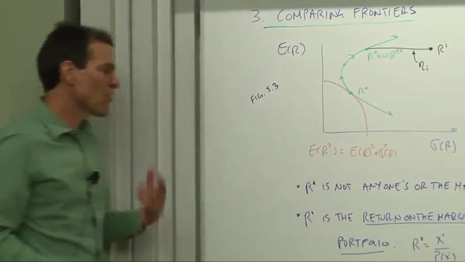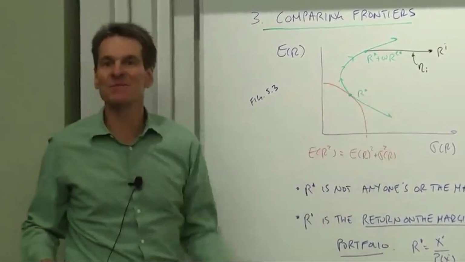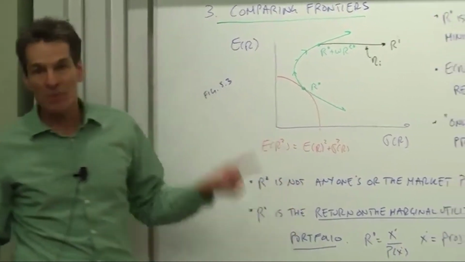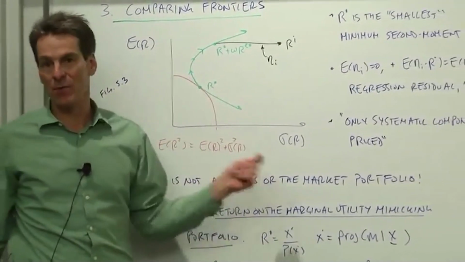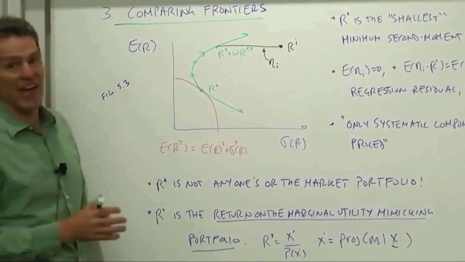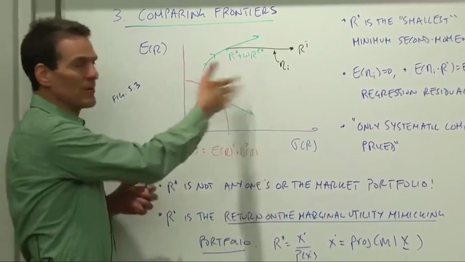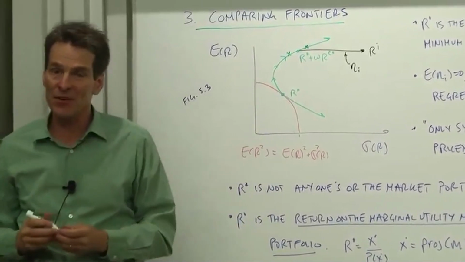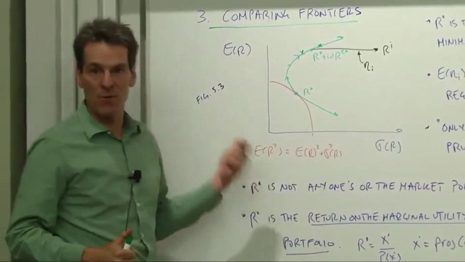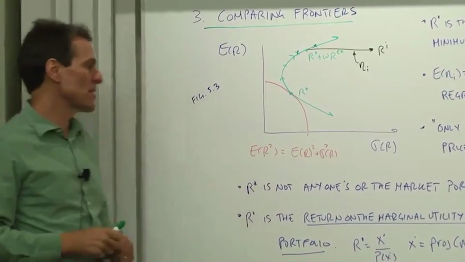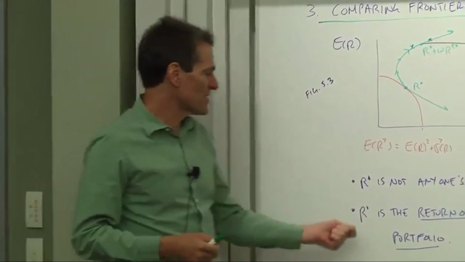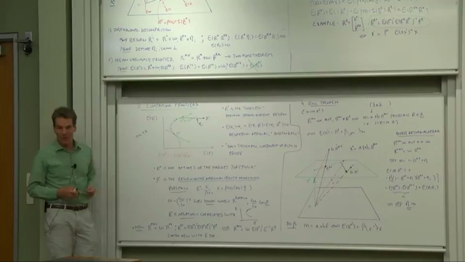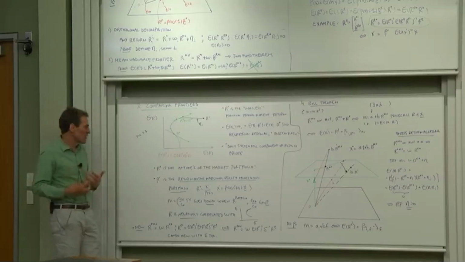More confusions. R star is down on the bottom section of the mean variance frontier. Is that wrong? No. R star is not anyone's portfolio return, and it's not the market portfolio return. When we think of the CAPM or of portfolios, we often add lots of assumptions, but we think about portfolios being up there as the good part. R star is not anyone's portfolio. It's a return that carries pricing information. A good word for it is that R star is the return on the marginal utility mimicking portfolio. And that's different from the portfolio in your pocket.